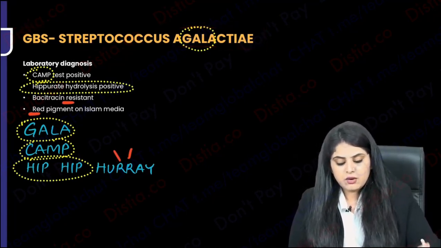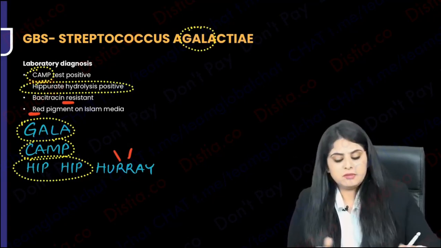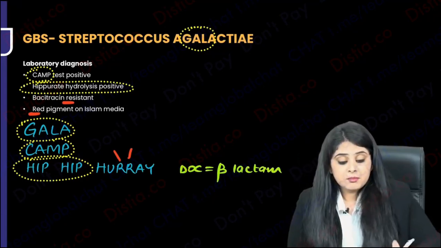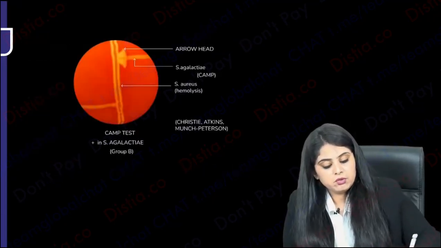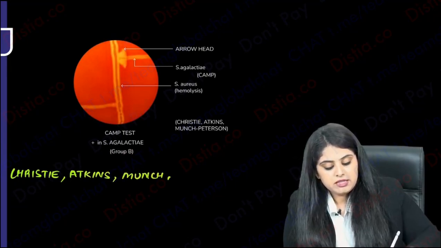You are done. You just now have to know two things. What is this camp test that I've mentioned and what is the treatment? So let's finish off the treatment. The drug of choice is again going to be the beta lactams, like you've been doing till now everywhere. But what is this camp test? Firstly, it is Christie Atkins Munch Peterson. Okay, it is Christie Atkins Munch Peterson. That is what is referred to as the camp test.